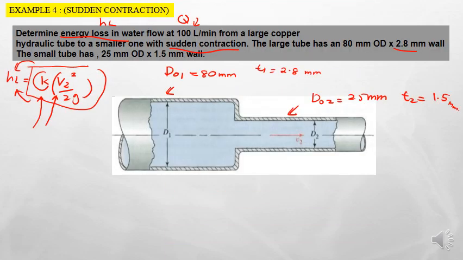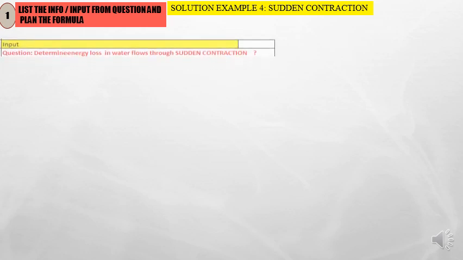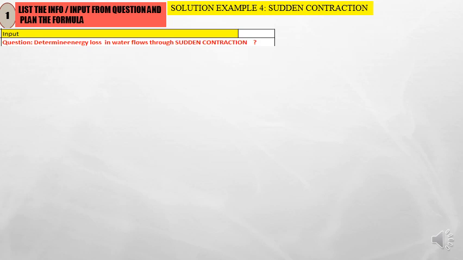Okay, so as usual, to solve the problem, we have to list down first all the info given in the equation, and you need to plan your formula. The equation wants you to determine the energy loss, which is the HL that occurs in a sudden contraction, which is when it flows through a sudden contraction.